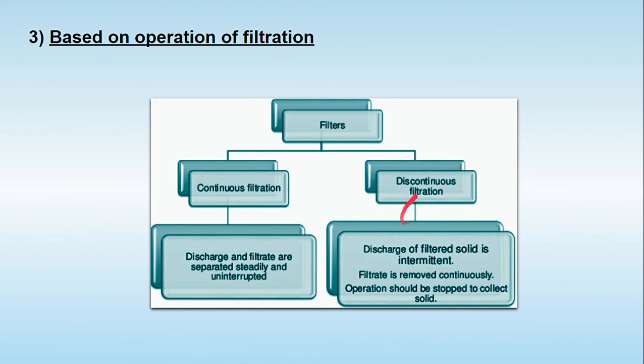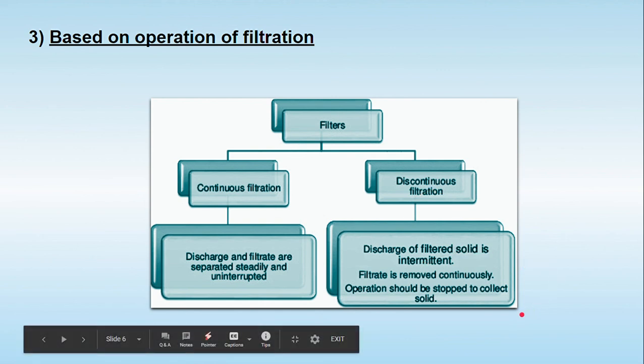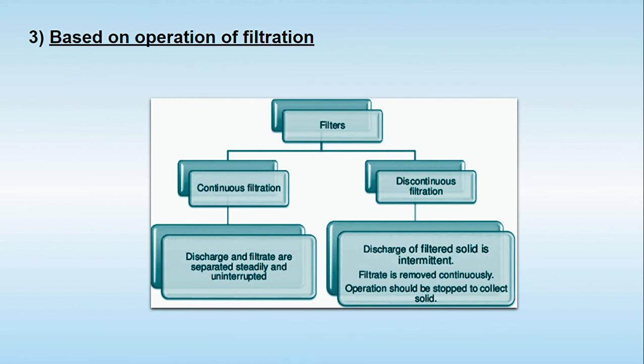In the case of batch or discontinuous filtration, after a certain amount of slurry has been filtered, we stop the process, remove the filter cake from the filter medium, collect the filtrate, and then clean or replace the filter medium, and start the process of filtration again from scratch.